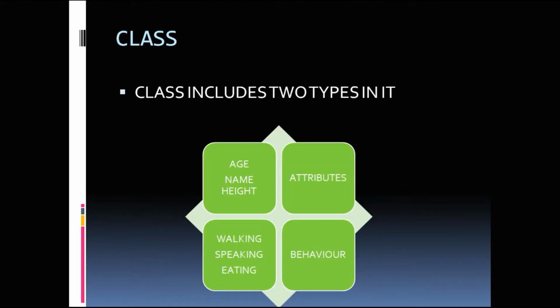So what is a class? A class is divided into two types: attributes and behaviors. Attributes include age, name, and height, whereas behavior includes walking, speaking, eating. As I explained with an example, I'm driving a car. Driving is a behavior and a car is an object. Or let me explain more formally: Rohan is driving a car, or XYZ is driving a car. So XYZ is an attribute, a name, driving is a behavior, and the object is a car.